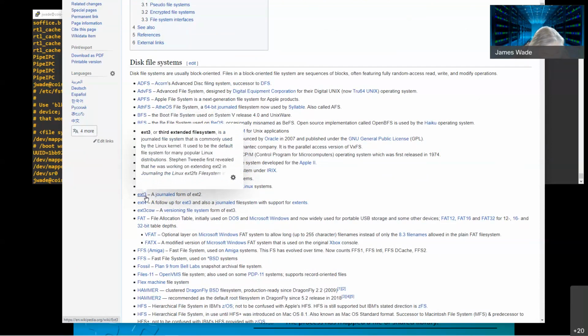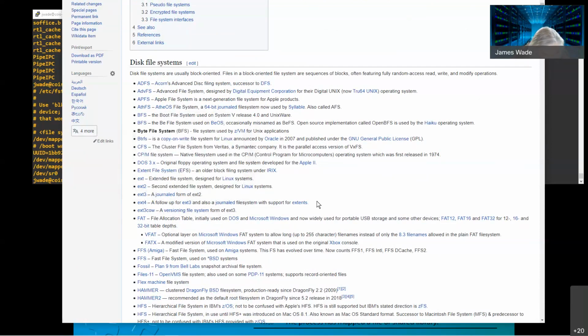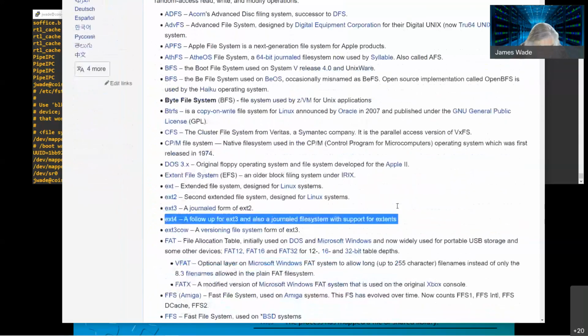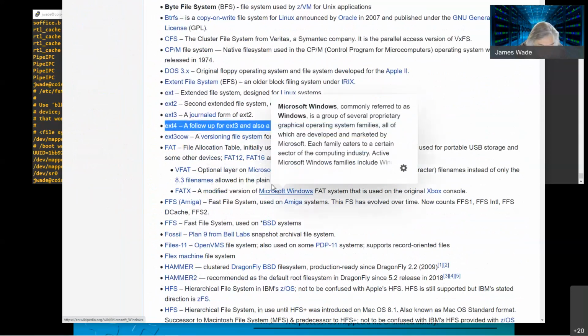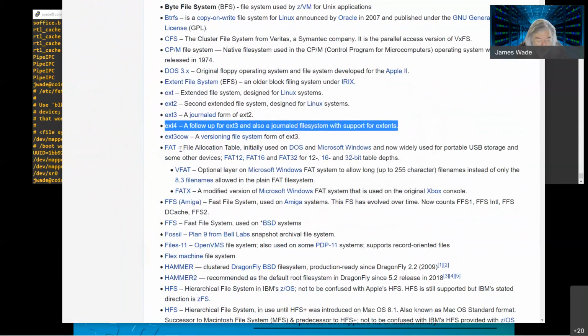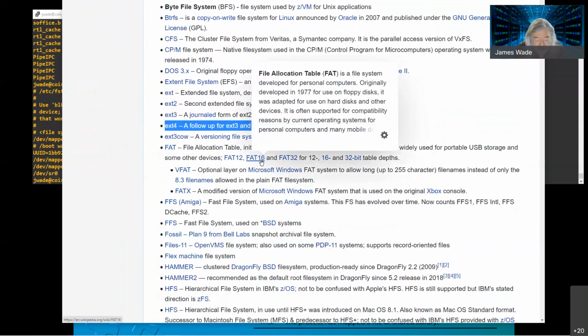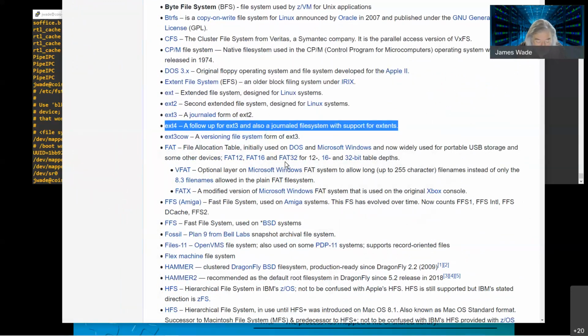Now, here you can see, if we look at EXT2, EXT3, and 4, let me see if I can zoom in a little bit. There we go. The EXT2, 3, and 4, that's for Unix. Okay. That is for Unix. Let's go down through here. FAT. FAT is old style Windows. Started with the DOS operating system. And then they came out with FAT 16 for 16-bit, then 32.